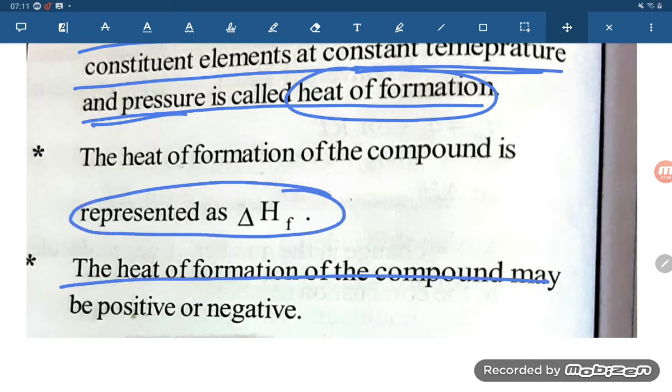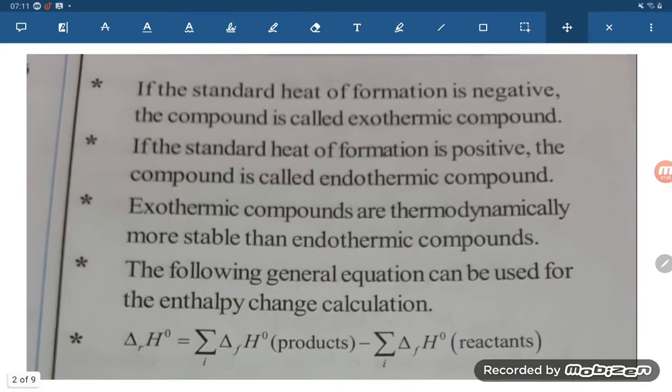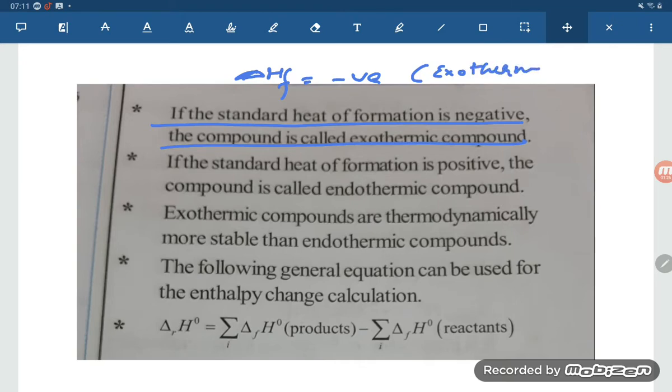The heat of formation of a compound may be positive or negative. Now, to understand it, there are some points we have to understand. If the standard heat of formation is negative, the compound is called exothermic. That means delta Hf is negative, energy is released, and the reaction is exothermic. That is not very tough. And if delta Hf is positive, the reaction is endothermic. You have to keep that in mind.